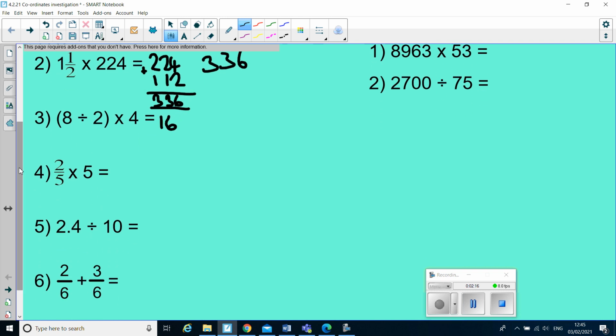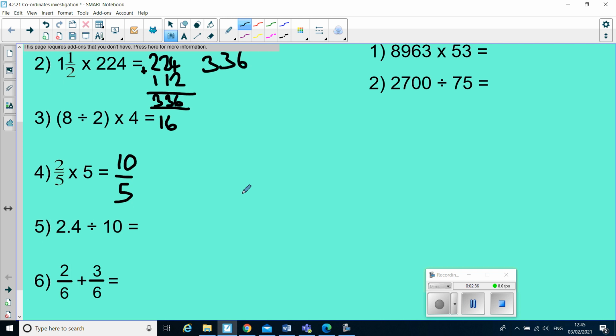Okay, question 4, it's a fraction times a whole number. Remember, T for times, T for top number. The top number is going to change, the denominator is not going to change. So 2 times 5 on the top gives me 10, and my denominator stays at 5.